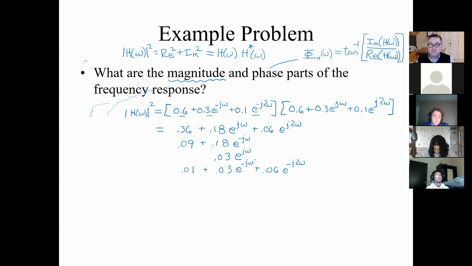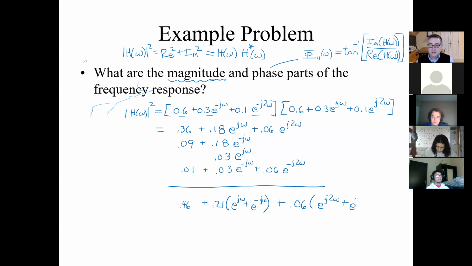Okay. So we had 3 multiplying 3, we should have 9 terms, which we do. And now if we combine like terms, we're going to end up with 0.46 plus 0.21 e to the j omega plus e to the negative j omega for that second part. And then this one is going to be 0.06 e to the j2 omega plus e to the negative j2 omega. Now there's one more thing to do, right?